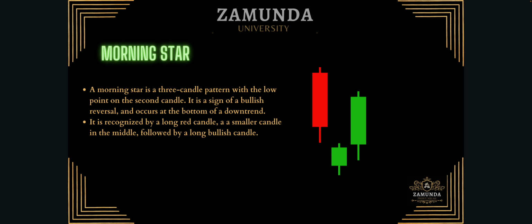A morning star is a 3-candle pattern with a low point on the second candle. It is a sign of a bullish reversal and occurs at the bottom of a downtrend. It is recognized by a long red candle, a smaller candle in the middle, followed by a long bullish green candle.